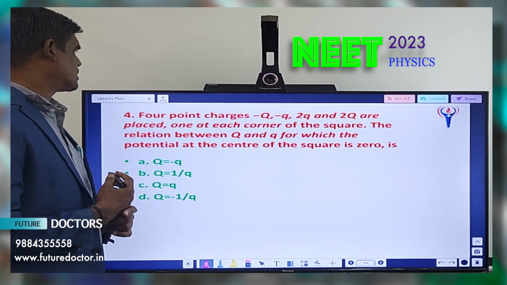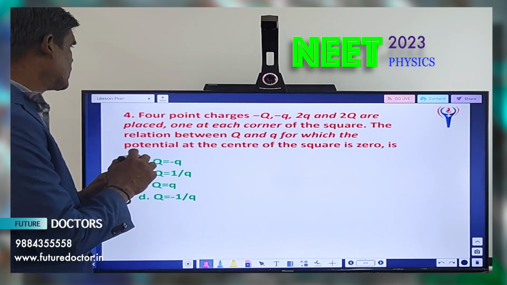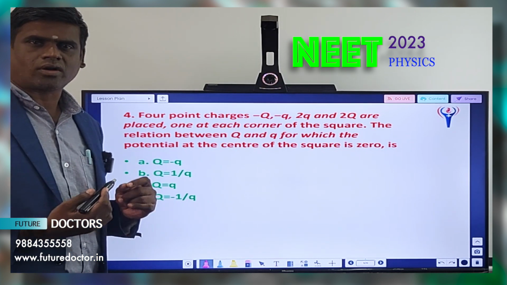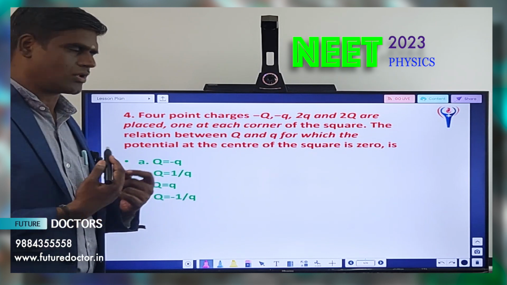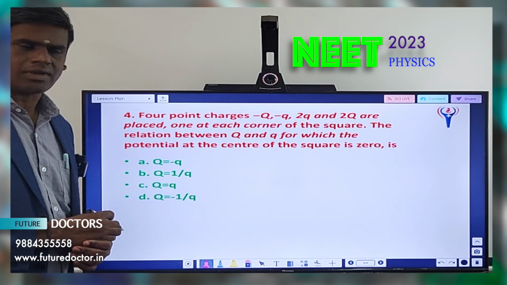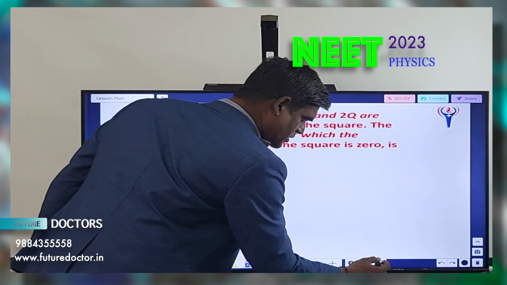Here you should know the relation between point charges, that is, the relation between the electric potential and the position, that is R or R1 or D or X, whatever. By knowing the relationship and by applying this to square symmetry, you are able to find the solution for this question. Let's move to question number 5.